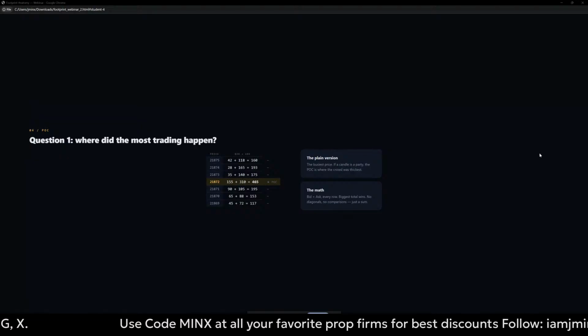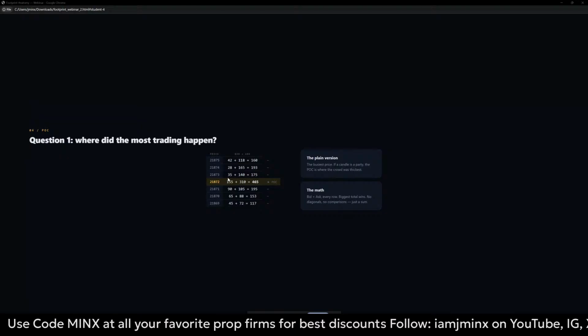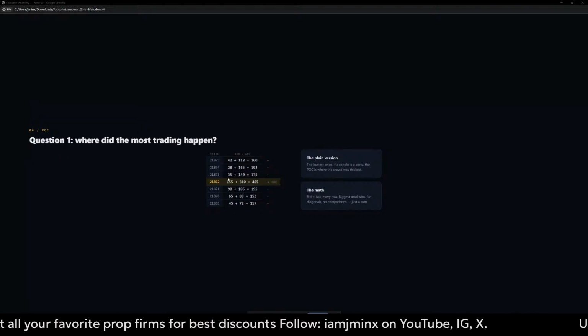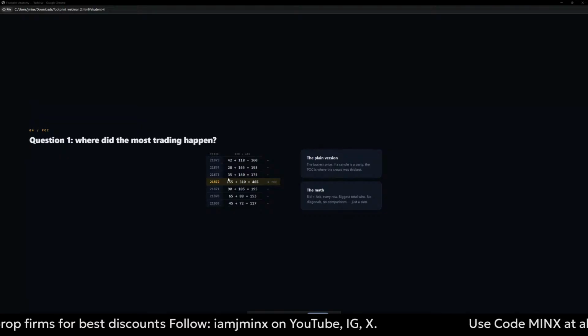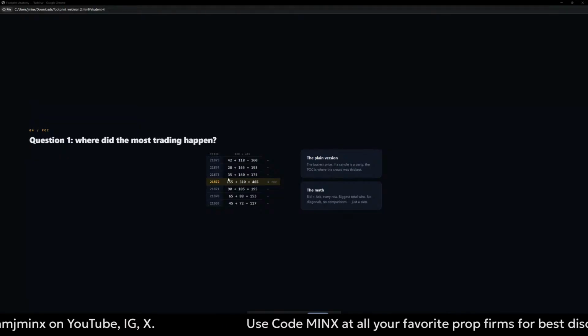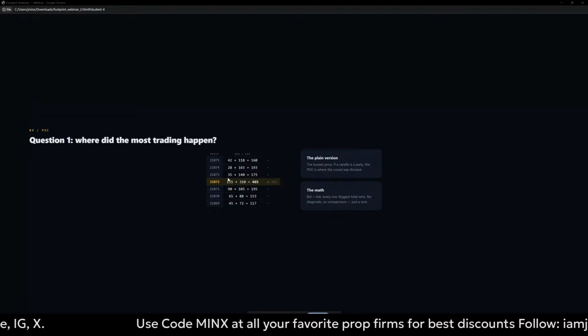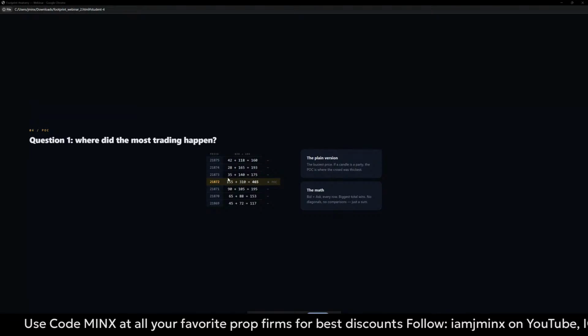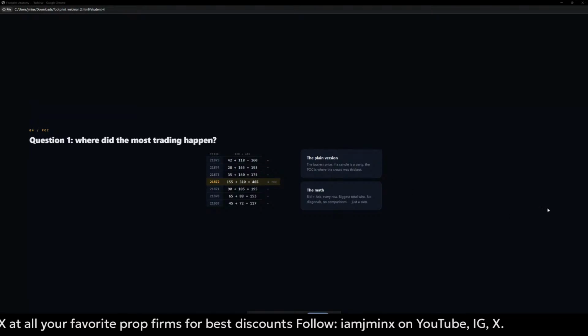So why would we care about the POC? Well, that's the busiest price, and it is the accepted price. It's basically where both sides agree to do business. If the point of control drifts up candle to candle, that's acceptance moving higher. Drifting down, acceptance moving lower.